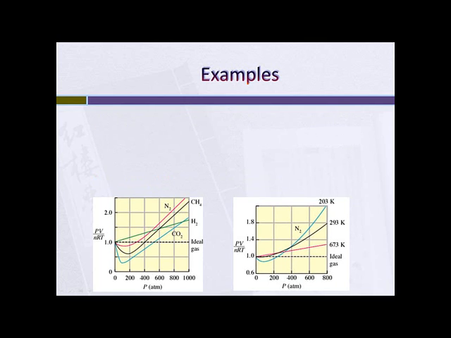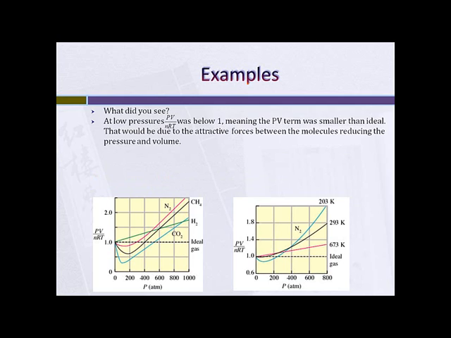If you've started the podcast, what you've discovered is that at low pressures, PV over nRT was below 1, meaning the PV term was smaller than the ideal. And the way we would explain that is that the attractive forces between the molecules reduce the pressure and the observed volume.